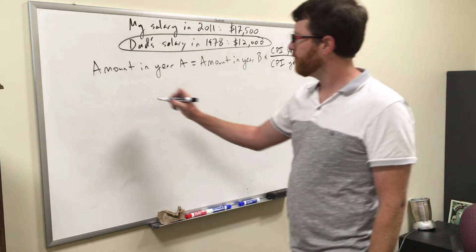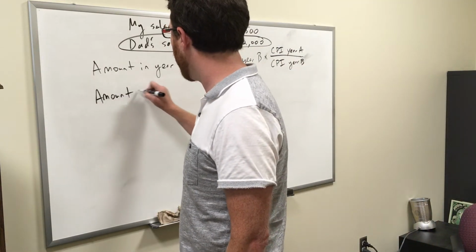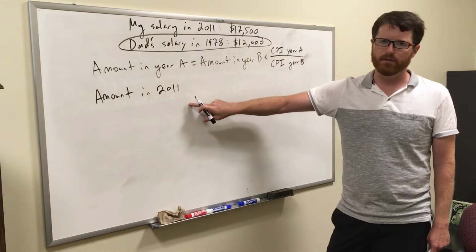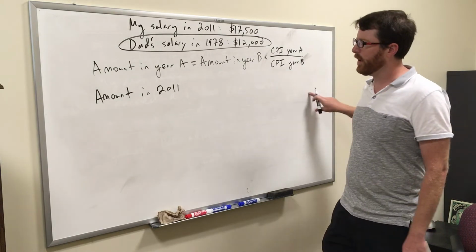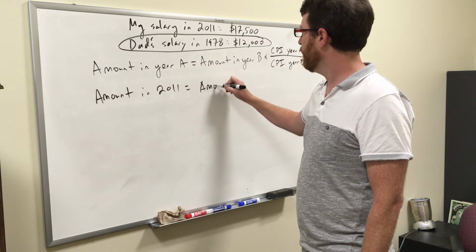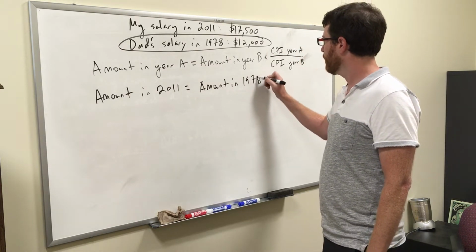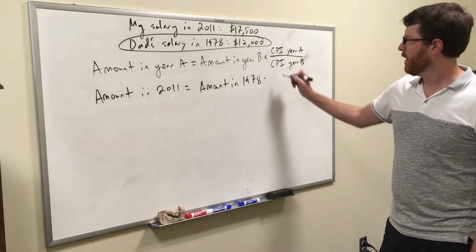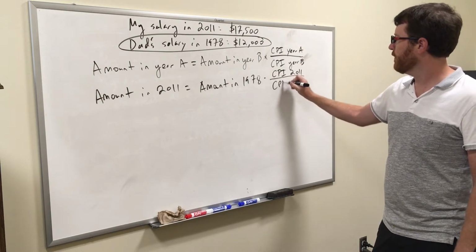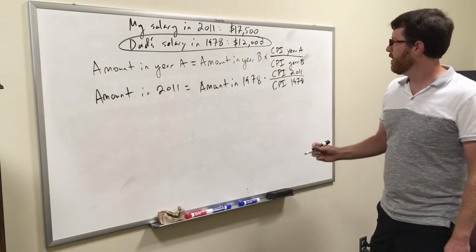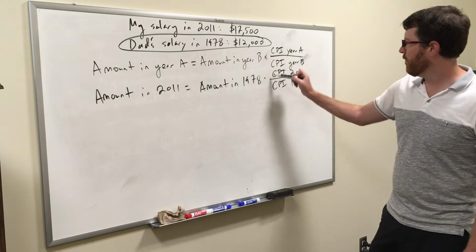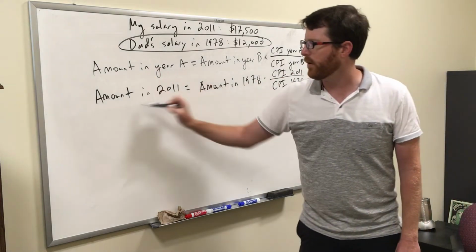So what I need to do is solve for an amount in 2011. The left-hand side of this equation can always be set up to be the answer, okay? And then on the right-hand side of the equation should be everything that I'm given. So what I know is the amount in 1978. Okay? And here are the CPIs I need to use. I need to use the CPI in 2011 divided by the CPI in 1978. So the numerator here always aligns with the answer. Okay? I'm trying to solve for 2011, so that's going to go in the numerator here and the solution over here.